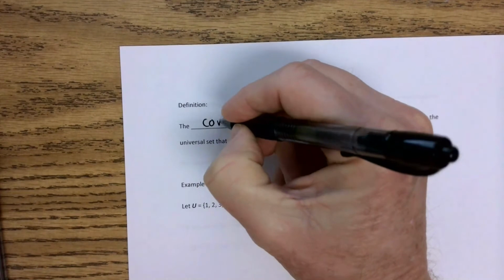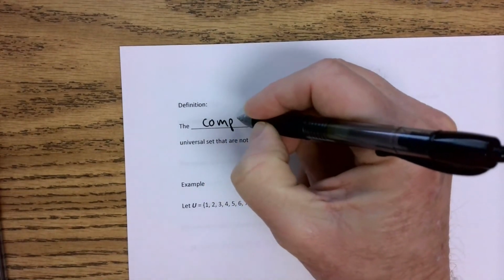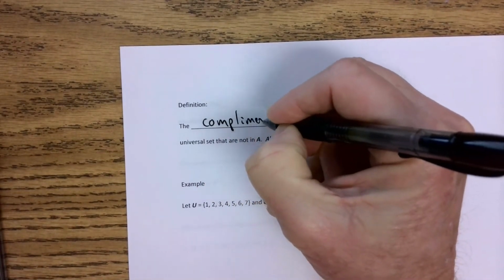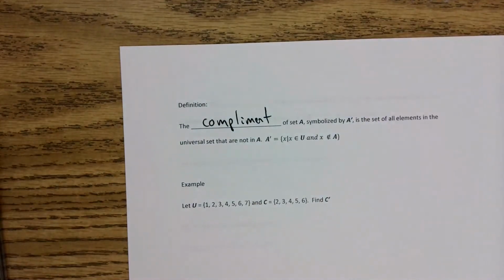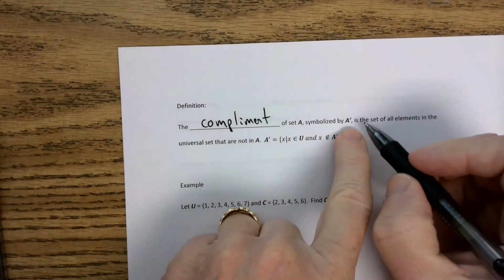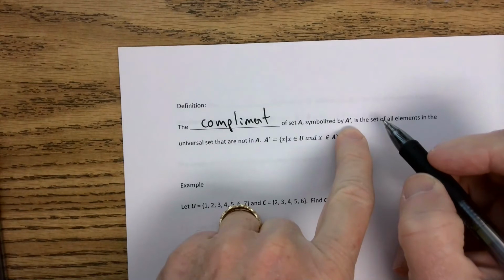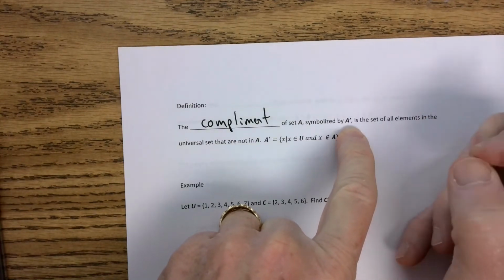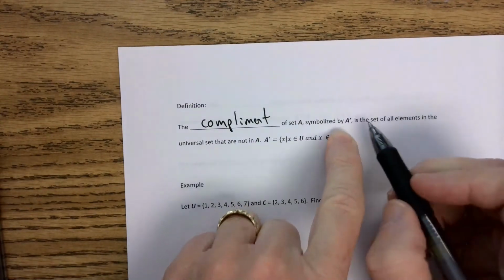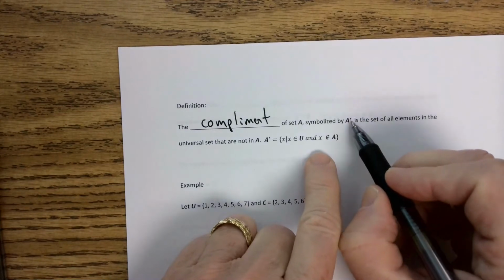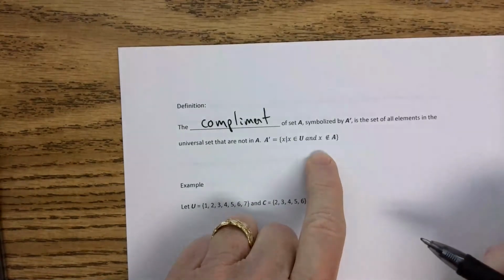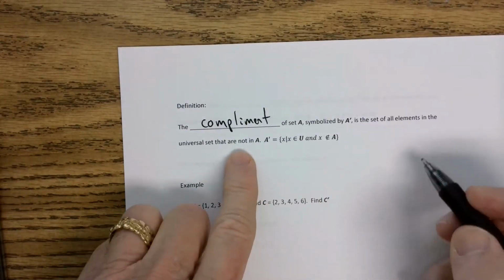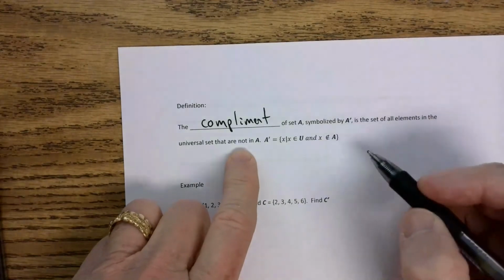The next thing is called the complement of a set. And it's basically what's not in that set. So it's very similar to not, but it's with that little apostrophe. So it's every element that's in the universal, but not in set A.